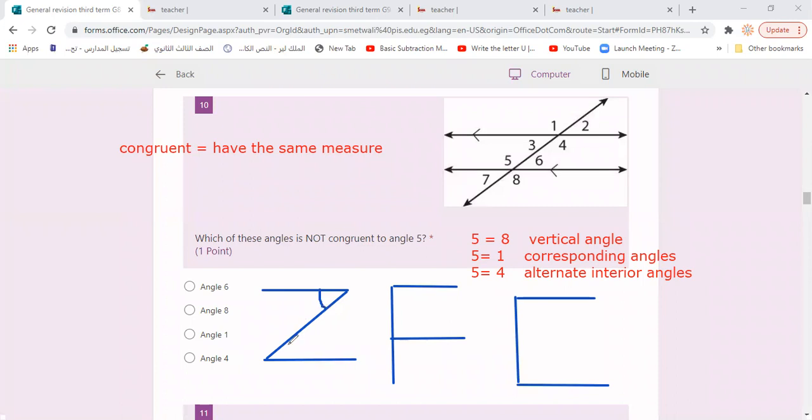So we have letter Z with alternate interior angles. Should they be congruent or supplementary? Congruent, yes. But the ones that are supplementary are called same side interior angles. All these angles should be between two parallel lines.